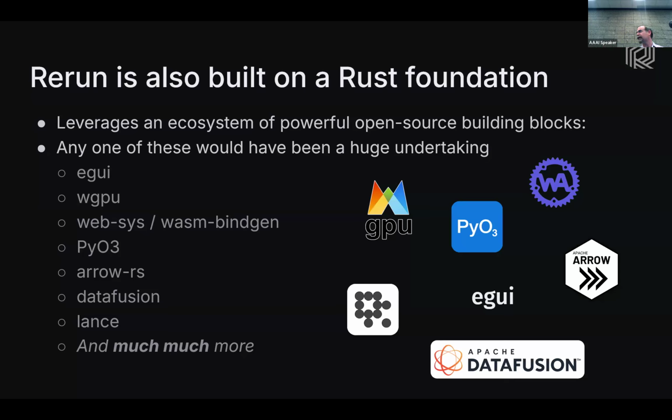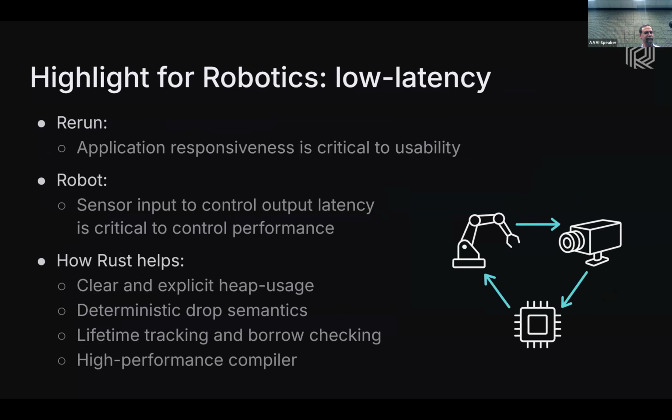arrow-rs and DataFusion. arrow-rs is the data format we build on top of. DataFusion is a full query engine written in Rust that's extensible, and Lance is a columnar on-disk format. It supports fast vector index support that we're using for some things as well. And then hundreds more libraries, smaller libraries, transitive dependencies that we're building on top of here.